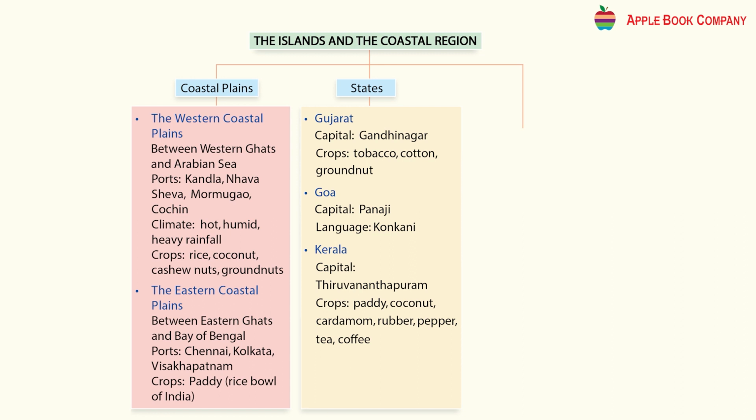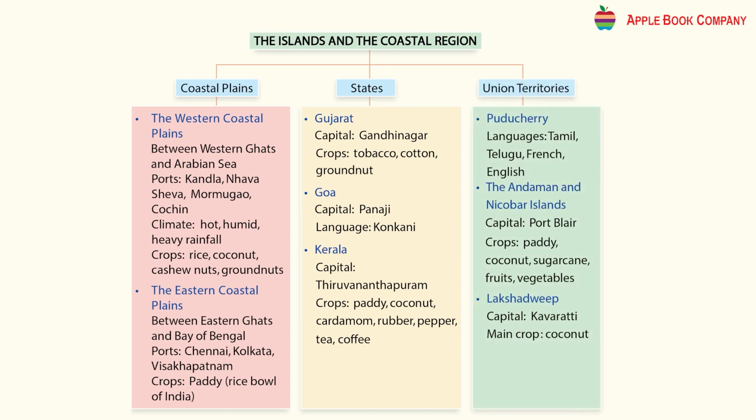States: Gujarat. Capital: Gandhinagar. Crops: tobacco, cotton, groundnut. Goa. Capital: Panaji. Language: Konkani. Kerala. Capital: Thiruvananthapuram. Crops: paddy, coconut, cardamom, rubber, pepper, tea, coffee. Union Territories: Puducherry. Languages: Tamil, Telugu, French, English.